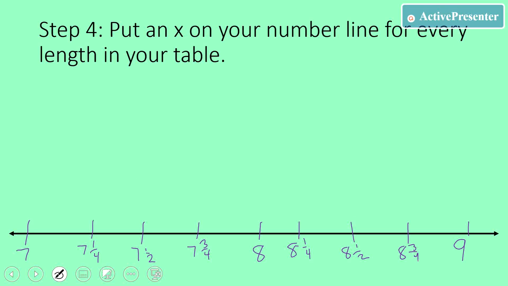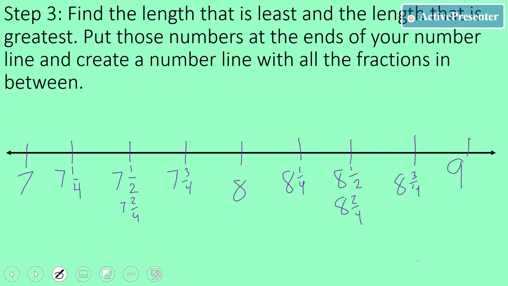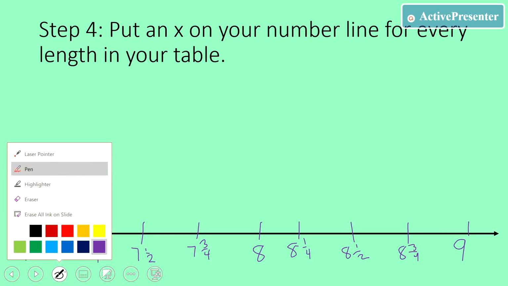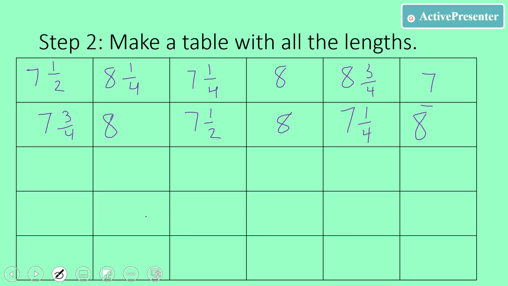Now we're on to step 4, which is to put an X on your number line for every length in your table. So I'm going to go to my table and say, oh, the first one's 7 1/2. So I'm going to put an X on 7.5. And I'm going to pick another color, that way it stands out. I like to check off the ones I've done, that way I remember.